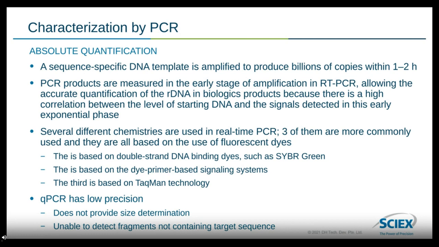Now, you can use several different chemistries, right? Three very common ones include SYBR Green, dye-based primer signaling, and TaqMan. But as with most assays that we've come to love and enjoy, we know that speed doesn't equal precision, which is one of the major disadvantages here. And this assay in particular doesn't have the ability to provide size determination or the ability really to detect fragments that don't contain the target sequence. So here again, you're missing a fair amount of crucial information.